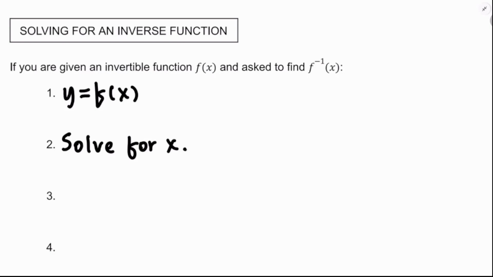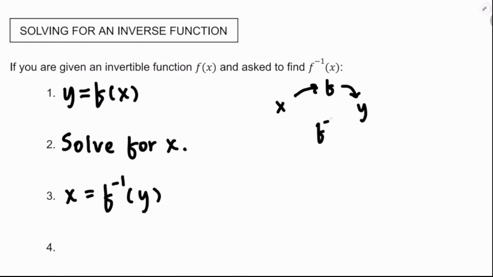Step 3 is going to be x equals f inverse of y. That's probably what I was just proposing earlier. That if I've got x and f takes x to y, then f inverse is going to take y back to x. So f inverse is the type of function that really, in my opinion, should take in y's and give you back x's.